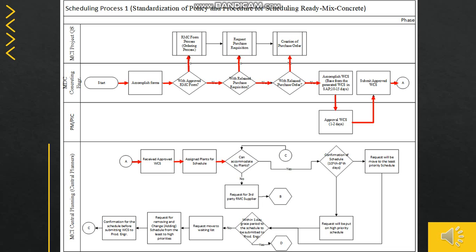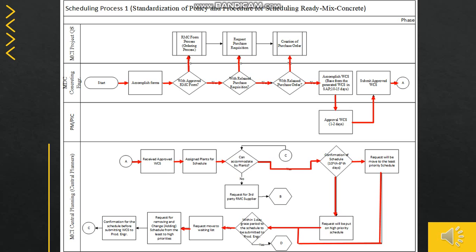If the plant is able to accommodate, a confirmation will be sent 3 days prior to the week of transferring the schedule to the production engineer. If the customer has fully confirmed the timetable, it will be changed to high priority, and if not, it will be moved to the least important schedule. Those on the waiting list will be moved to a high priority schedule.